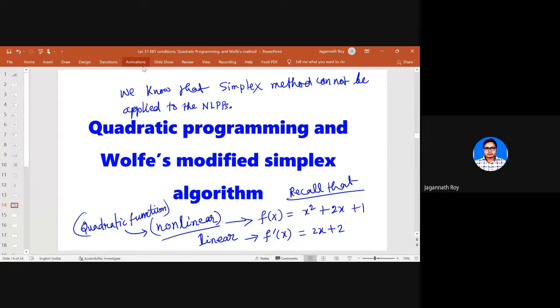Okay. So when we have this linear function, we can apply the simplex algorithm. With this idea, Professor Wolfe modified the simplex algorithm to solve nonlinear quadratic programming. Remember, this method is applicable only for functions that are quadratic, where the highest degree of the variables, not order, is 2.